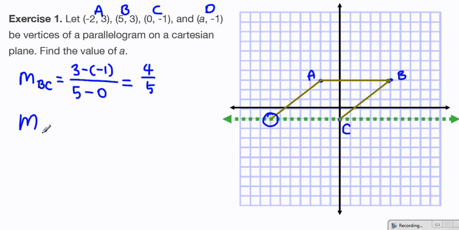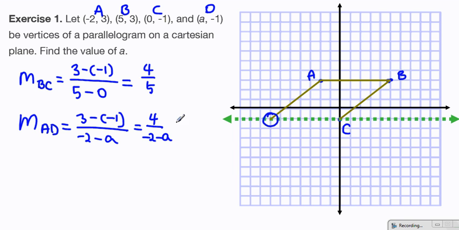Now, the slope between A and D would have been something like this. Y is the same, 3 minus -1. How about the x value? -2 minus A. That has to be the same as before. But if you simplify this portion, we'll end up getting 4 as the numerator and -2 minus A as the denominator. Since they have to be equal to each other, we get to realize that 4 over 5 will be equal to 4 over -2 minus A.